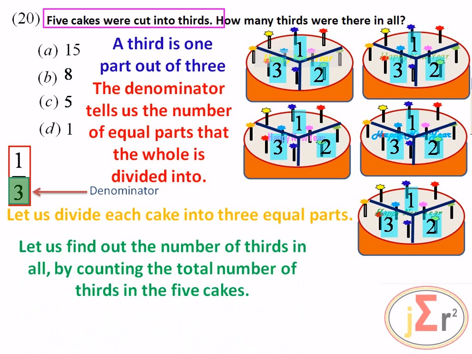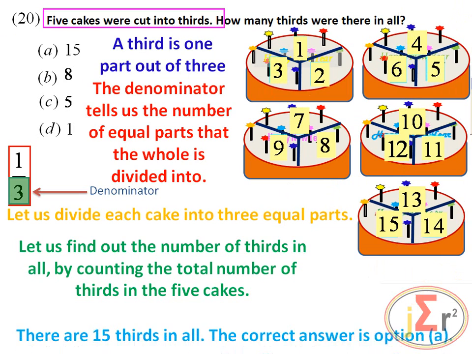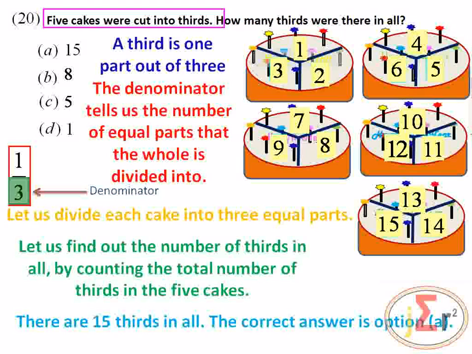Let us find out the number of thirds in all by counting the total number of thirds in the 5 cakes. So how many thirds are in the 5 cakes? Jerry said that we had what? 15. So let us see if we have 15. We count 3, 4, 5, 6, 7, 8, 9, 10, 11, 12, 13, 14, 15. That's it. There are 15 thirds in all. The correct answer is option A.